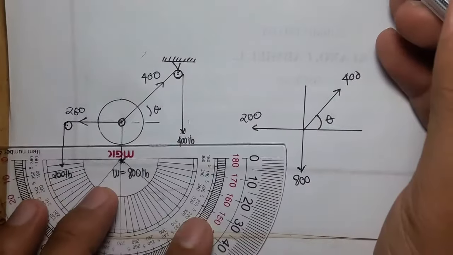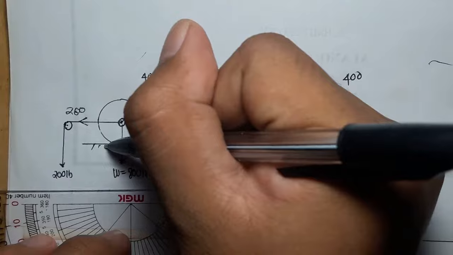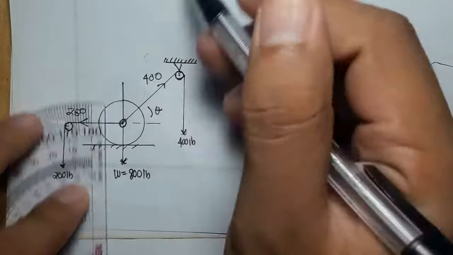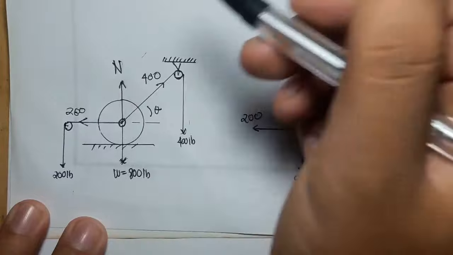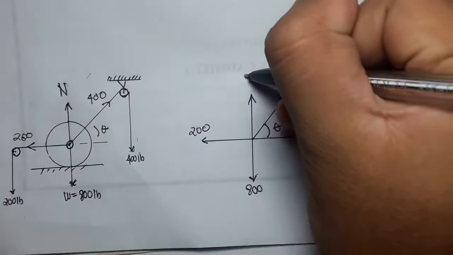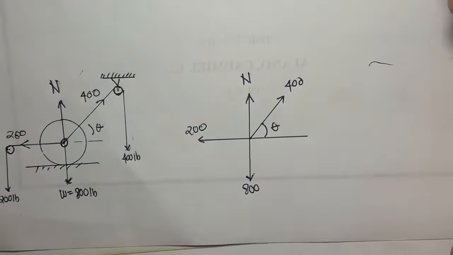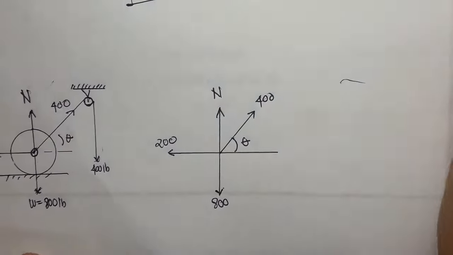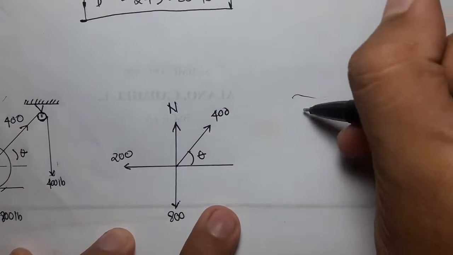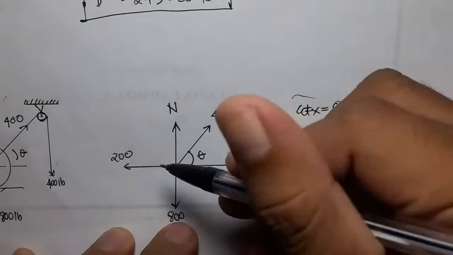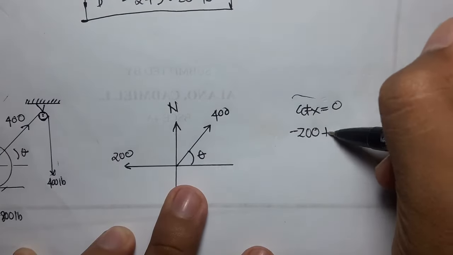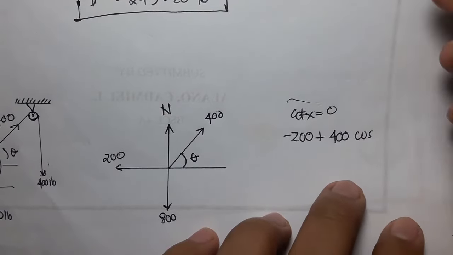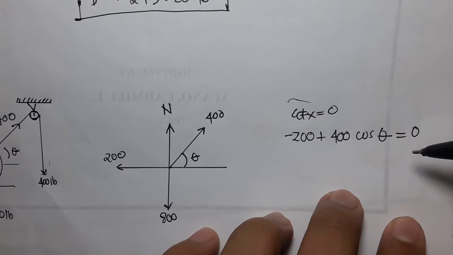So we have the surface or the base here, and a normal force going up, N here. The same goes in our force system. We still have two unknowns, and this problem can still be solved quite easily. So summation of forces in X equals 0. We have negative 200 plus 400 cosine theta. Our angle is unknown, so we just put theta here.